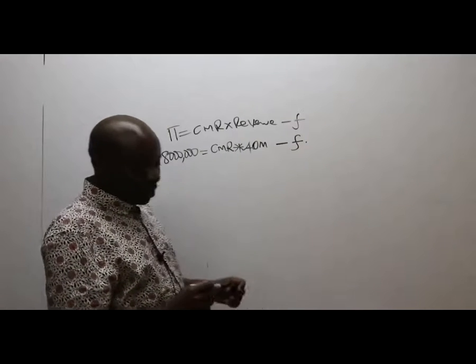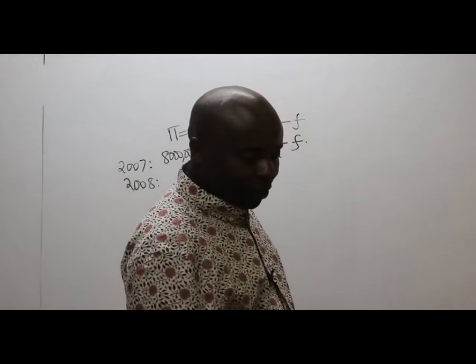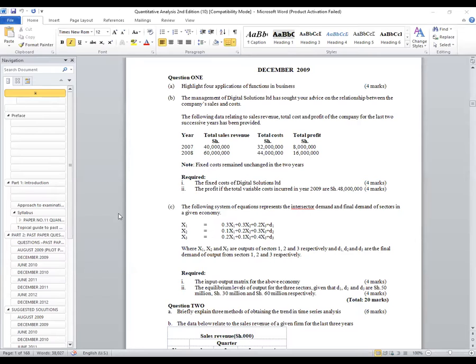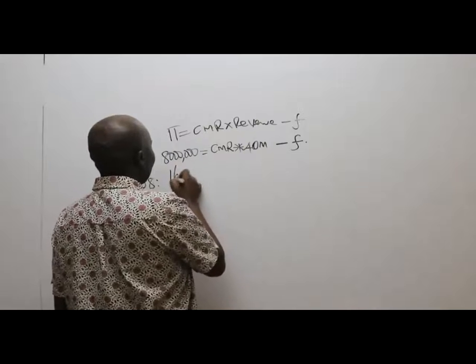So 2008, I can see the profit is 16 million and I'm able to see the revenue is 60 million. Those are the two things that I need. So the revenue is 60, but profit is 16.